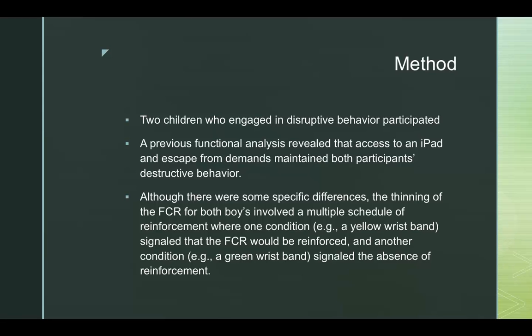As I mentioned, the thinning of the functional communication response for both boys involved a multiple schedule of reinforcement where one condition, for example, a yellow wristband, signaled that the functional communication response would be reinforced, and another condition, a green wristband, signaled the absence of reinforcement. Okay?